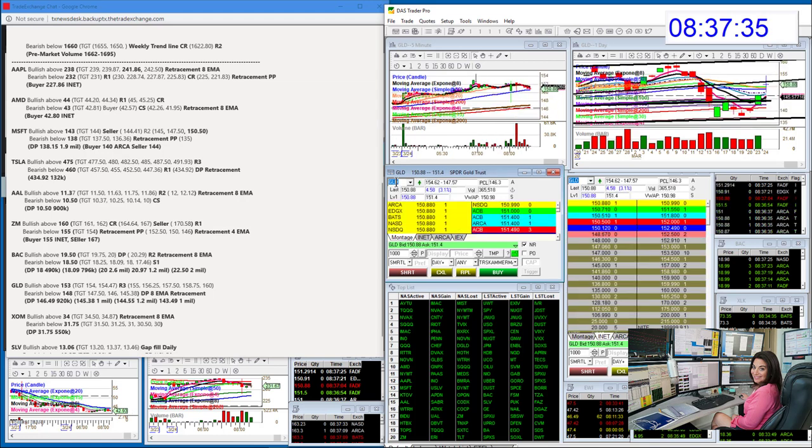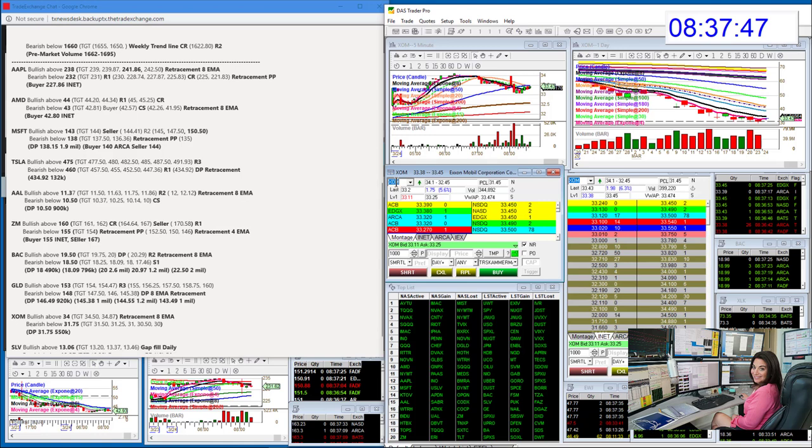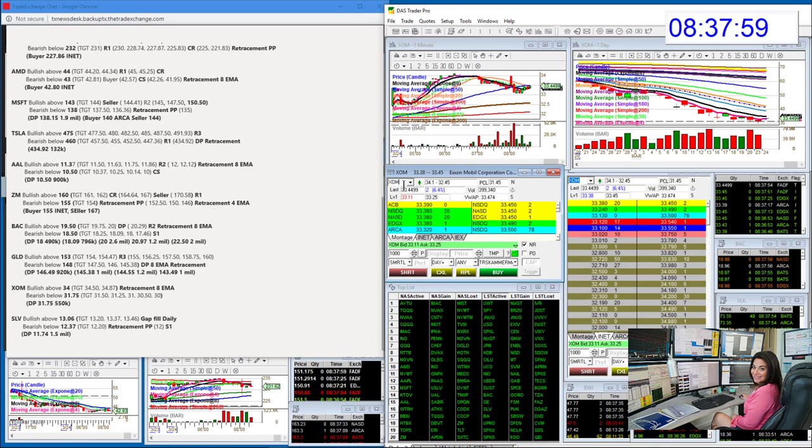Let's go to gold. GLD had some prints on it yesterday. Bull above 153 and bear below 148 for a retracement trade down to those prints. ExxonMobil had a pretty big print yesterday. Bullish above 34 today. Bearish below 31.75. And we have silver.